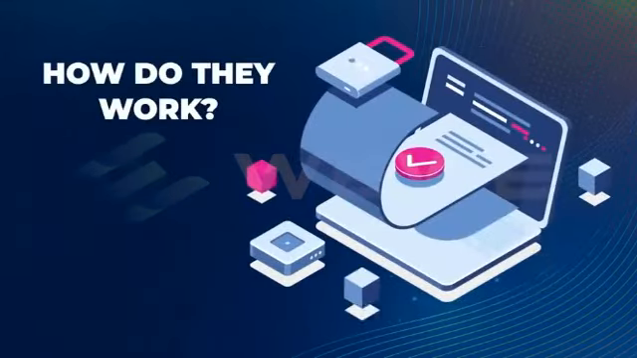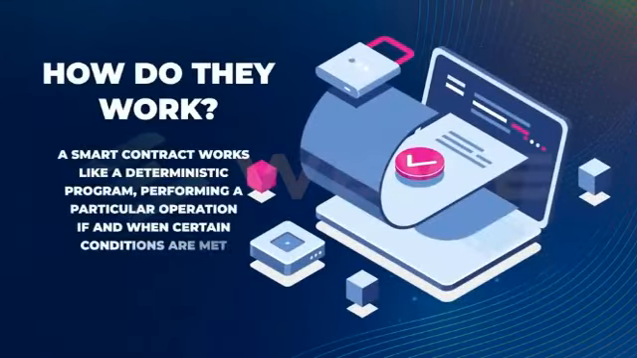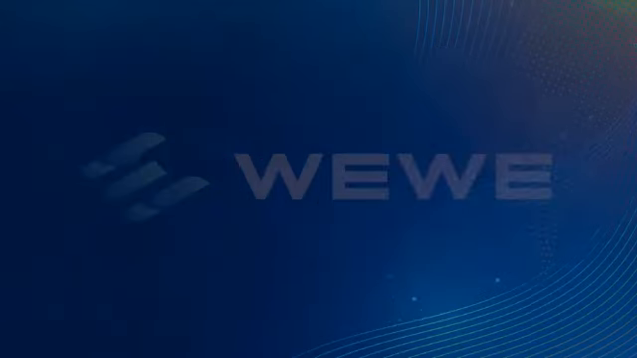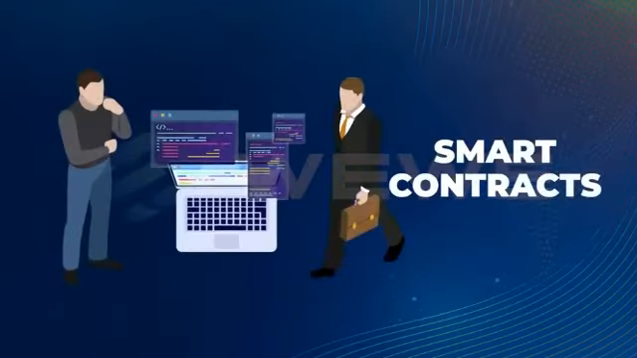How do they work? A smart contract works like a deterministic program, performing a particular operation if and when certain conditions are met. Smart contracts are self-executing contracts with the terms of the agreement between the buyer and the seller being directly written into the lines of code.